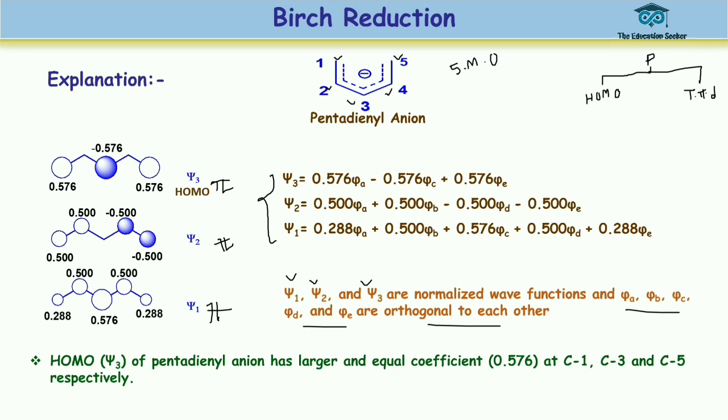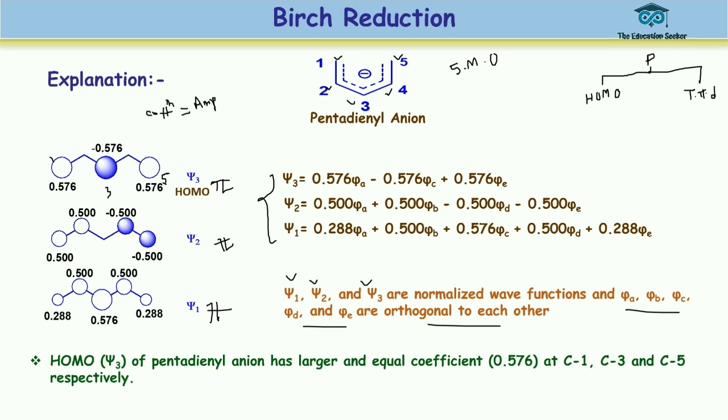Now if you look at the HOMO, the orbital coefficients at carbon 1, carbon 3 and carbon 5 are large and equal in magnitude, that is 0.576. Now if you square the coefficient, it will give you amplitude. Here amplitude means pi electron density. So pi electron densities at carbon 1, 3, 5 are equal.